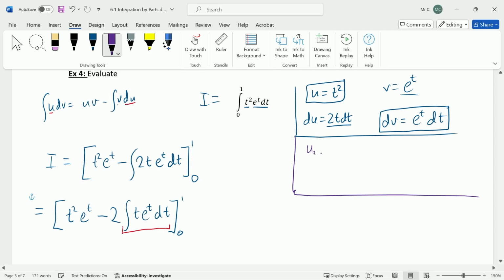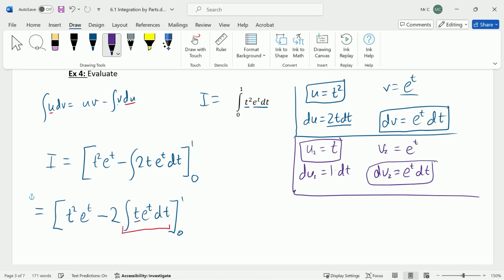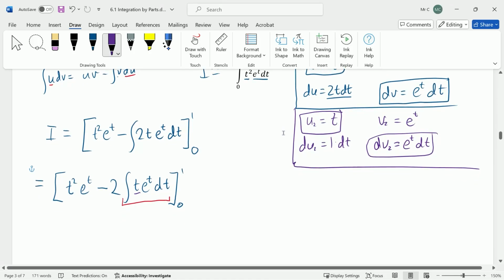So here, I'm going to, just for clarity, call this u2. So u2, I'm going to pick to be t, because again, hey, when I take the derivative of t, it becomes something easier. It becomes 1. So I think, well, that simplifies this expression a bit. I get 1 dt. And then my dv2, well, if I picked u2 was t, then dv2 has to be what's left over, the e to the t dt. So v2 is e to the t. So very similar integration by parts here, our second time around.